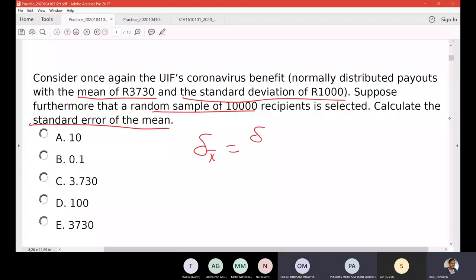This is your population standard deviation divided by the square root of your sample size. So you just take your standard deviation, which is 1,000, divide by the square root of the sample size, which is 10,000, and you will calculate your standard error. And what do you get? The answer? I got 10. The answer is option A.